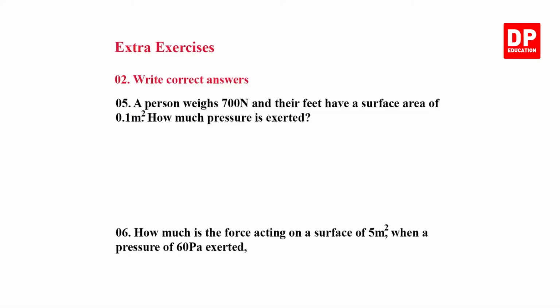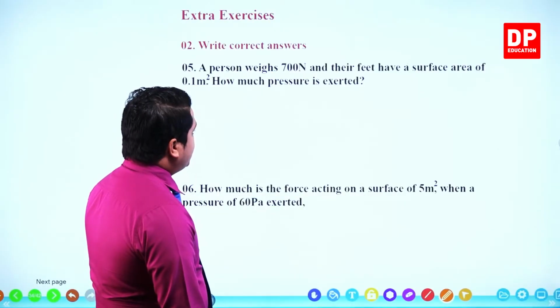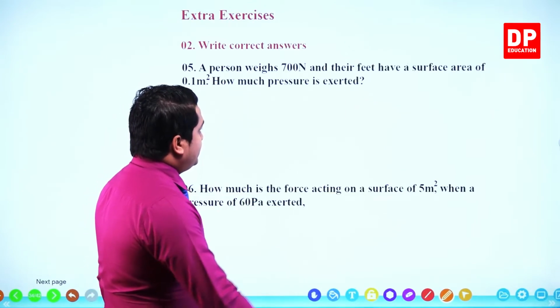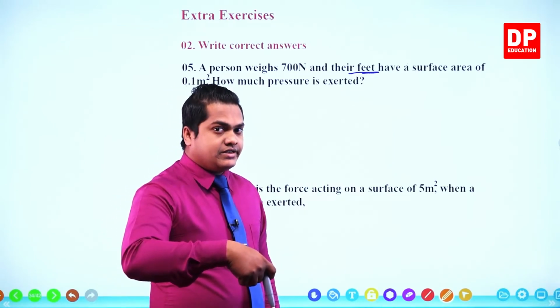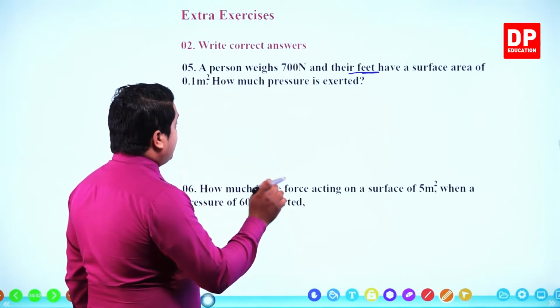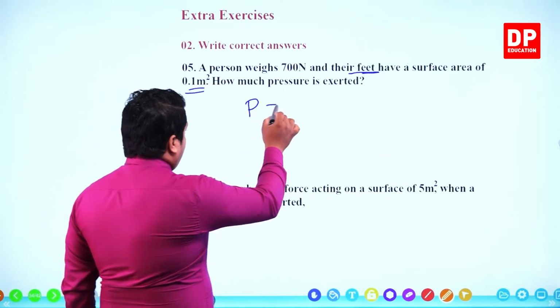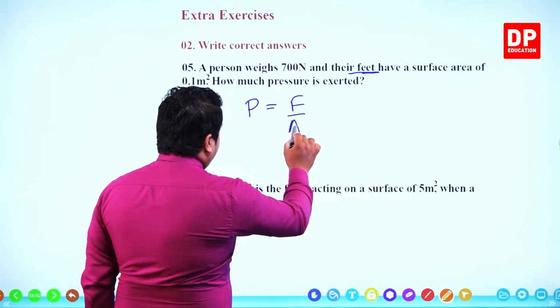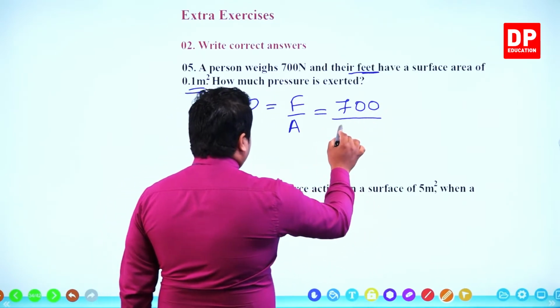Right then. A person weighs 700 Newton and their feet have a surface area of 0.1 m squared. How much pressure is exerted? Now they're saying that their feet means both the feet, not one foot. So both the feet have a surface area of 0.1. So once again apply the formula P is equal to F over A. Force is 700 divided by 0.1.